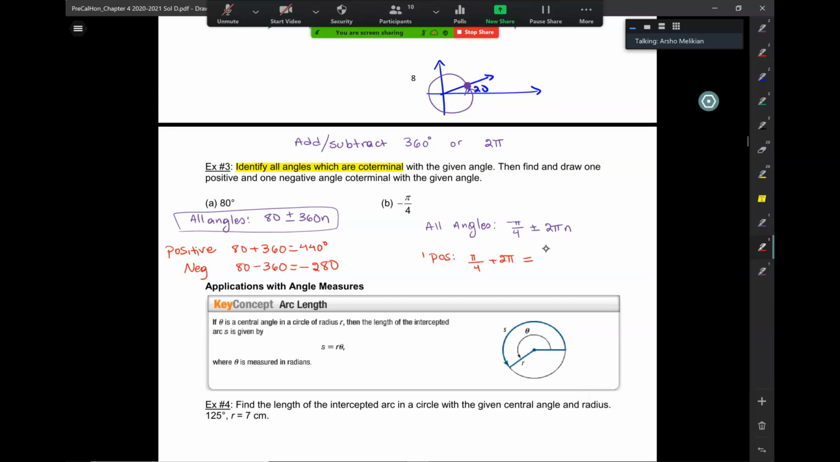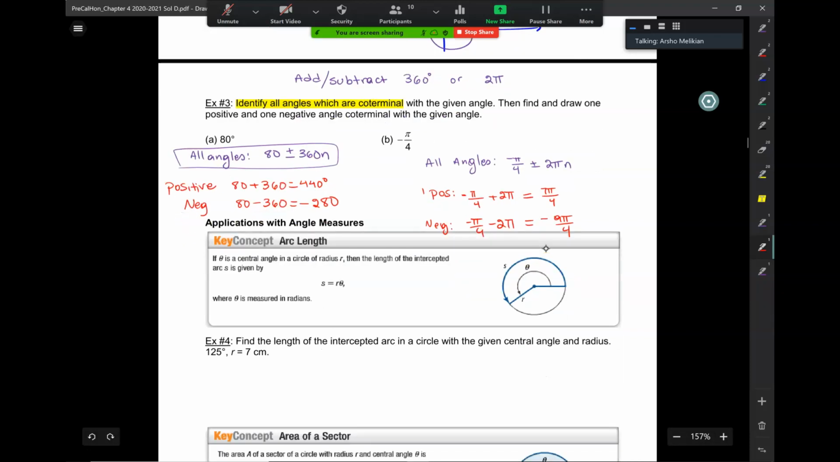And pi over 4 plus, oh, it's negative pi over 4, I'm sorry. Negative pi over 4 plus 8 pi over 4 is 7 pi over 4. And then for the negative, I subtract, and I get negative 9 pi over 4.